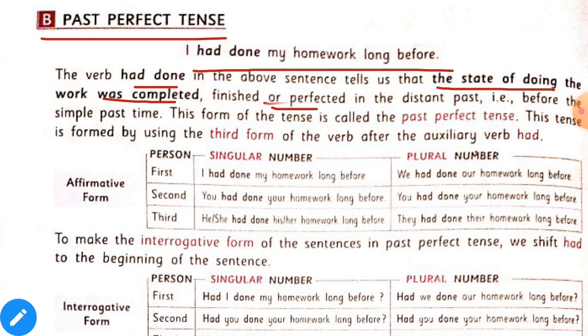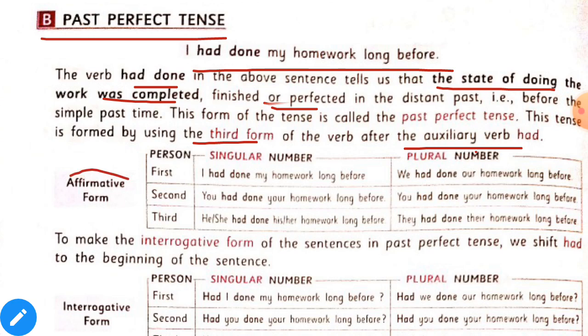This tense is formed by using the third form of the verb after the auxiliary verb had. Children, in the past perfect tense we use only had with all the subjects, okay? But in present perfect tense we use has and have, okay?